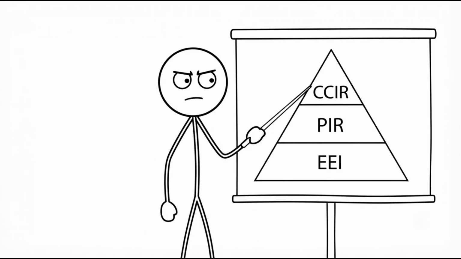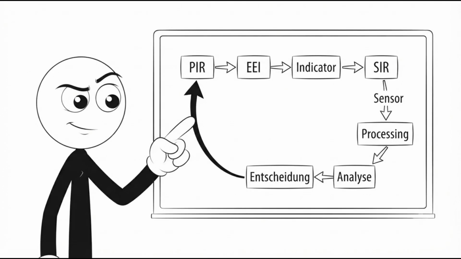Dissemination means the right information reaches the right person at the right moment. Not earlier, definitely not later. The decision maker reads the intelligence, evaluates it, and makes a decision, as this is what the entire process was built for. And with that, the cycle closes. PIR, EEI, indicator, SIR, sensor, processing, analysis, intelligence, decision. And then right back to the PIR.